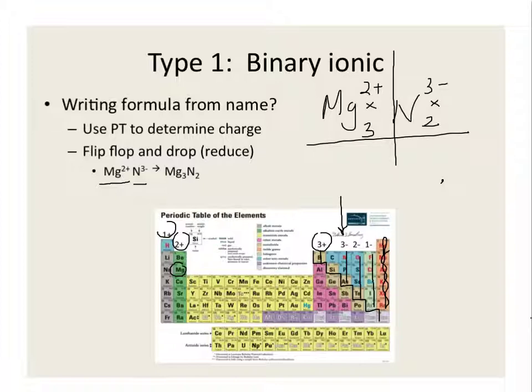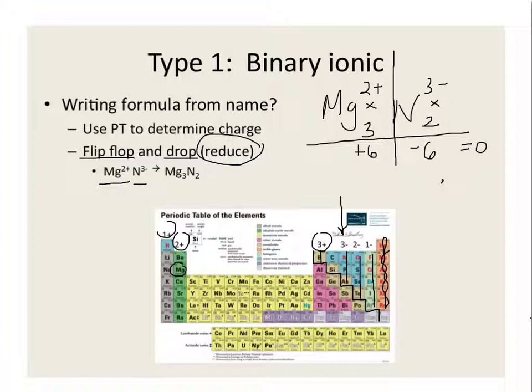I multiply the 2 plus and the 3, that's going to give me 6 plus. I'm going to multiply the 3 times the 2, that's going to give me minus 6, and those are going to add to 0. Now another way that people just say to do this is you can flip-flop the charges, drop them down, and then you do have to remember to reduce if necessary. In this case, it's not necessary.